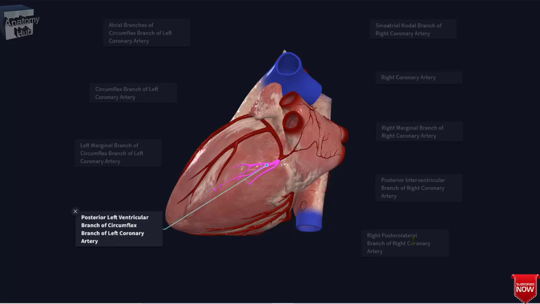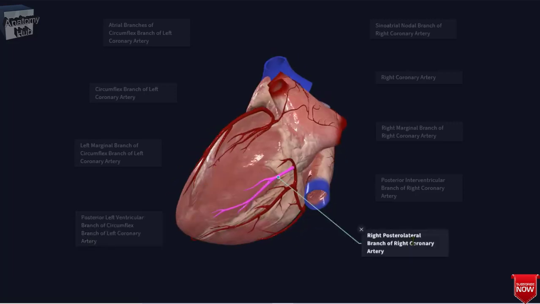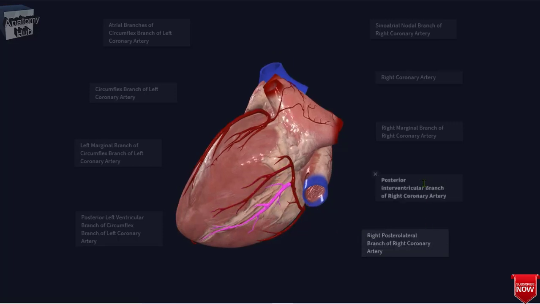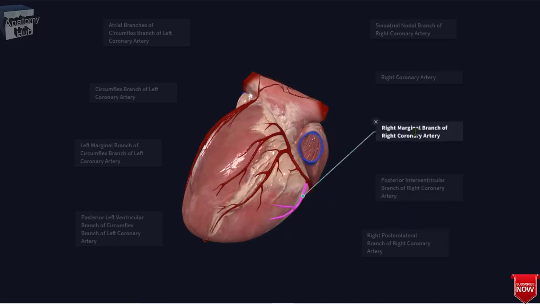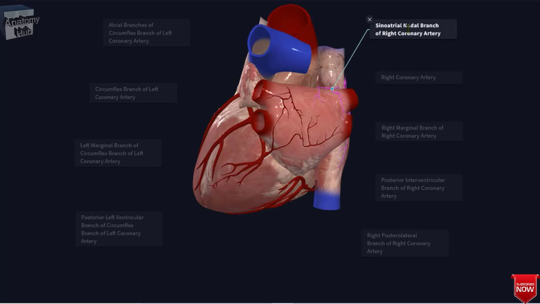Here you will find the right posterolateral branch of the right coronary artery, the posterior interventricular branch of the right coronary artery, and the right marginal branch of the right coronary artery, and here you will find the sinoarterial branch of the right coronary artery.